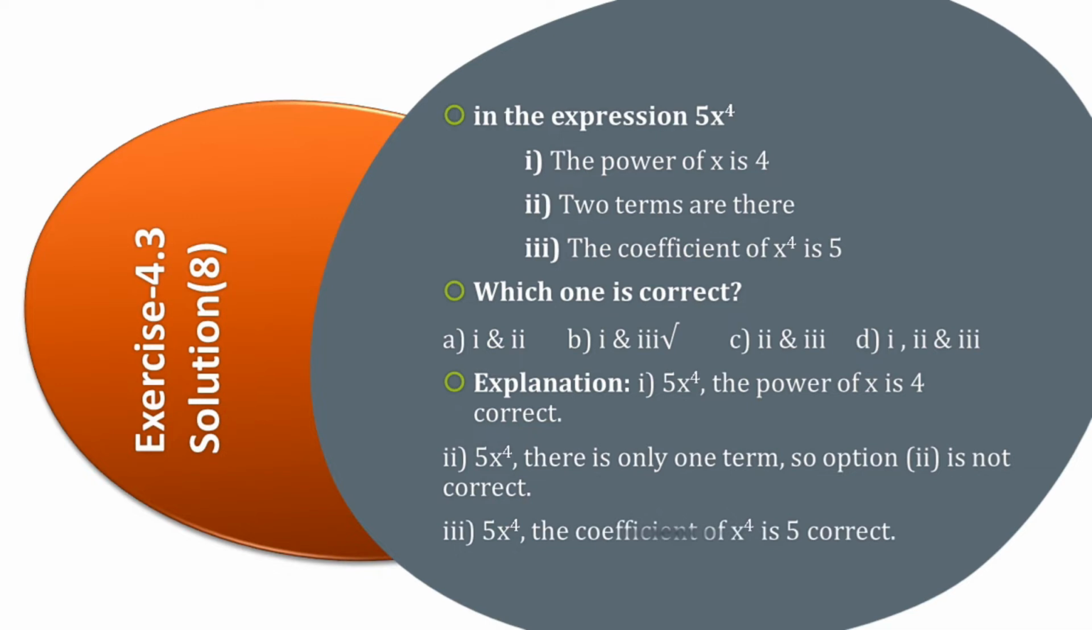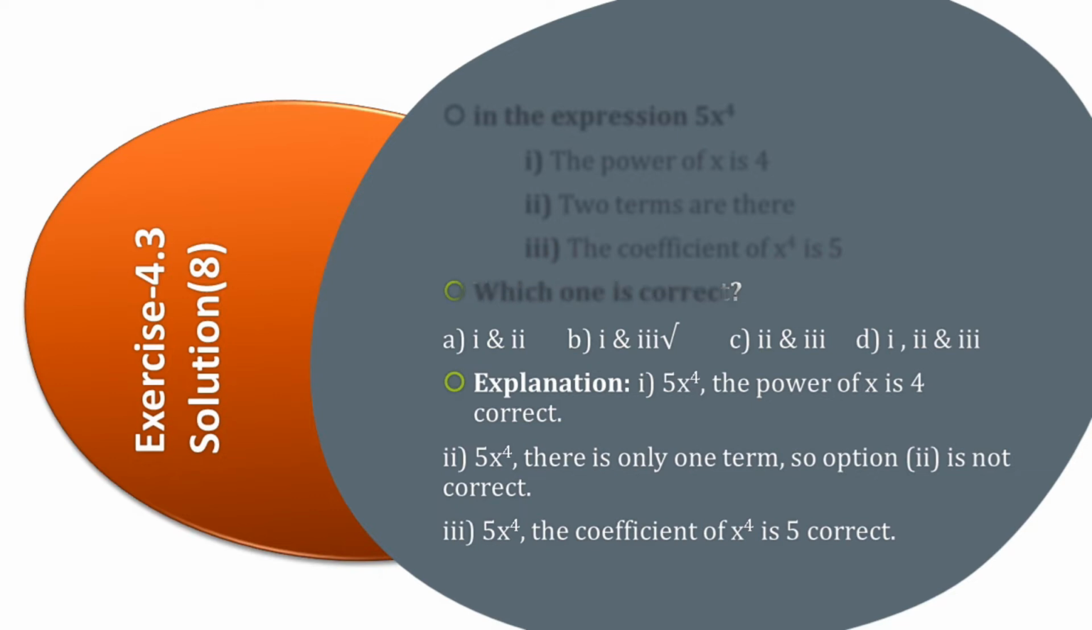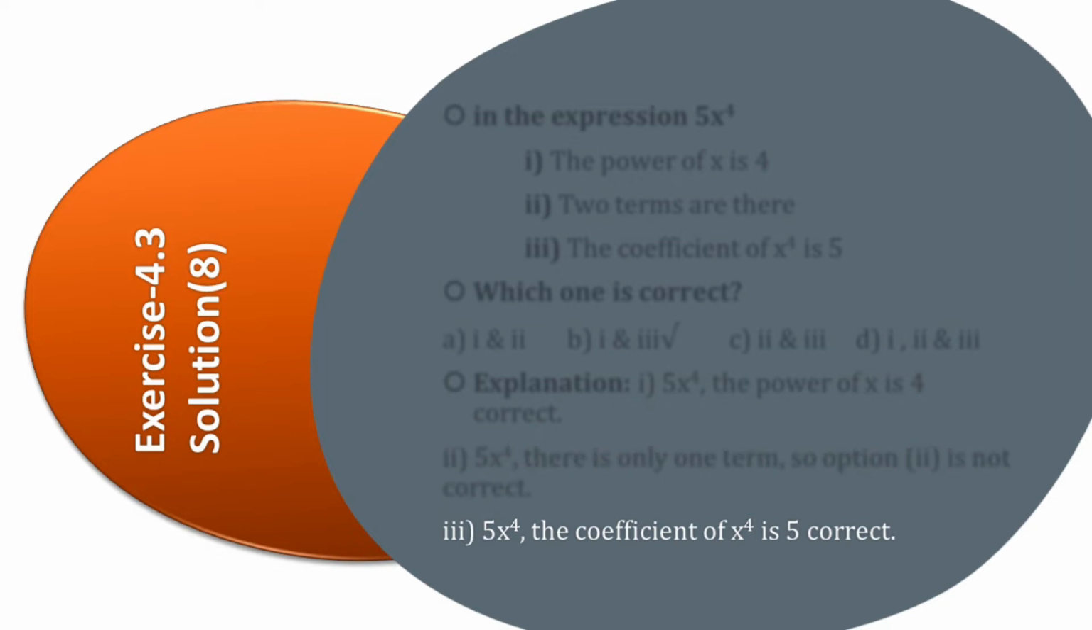And number 3, 5x to the power 4, the coefficient of x to the power 4 is 5. That is correct because 5 is multiplied with the variable x. So my dear student, this is the question. And as you can see, there is only one term, 5x to the power 4. That's why the answer will be 1 and 3. And number 3, the coefficient of x to the power 4 is 5.